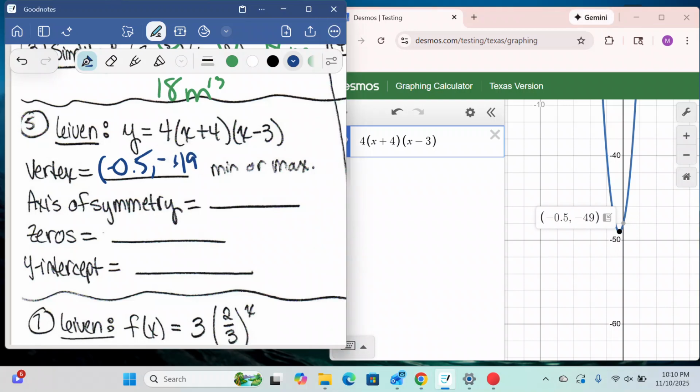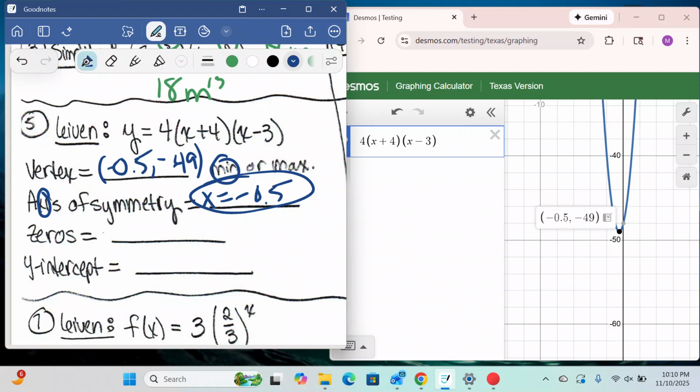Now the other question is, is it a minimum or is it a maximum? It is a minimum because my vertex is at the very bottom. Then the trick to find the axis of symmetry: I am going to circle the x, so it is x equals a number. x equals the vertex's x value, which is negative 0.5. So my axis of symmetry is x equals negative 0.5.